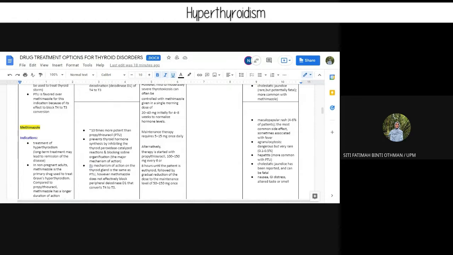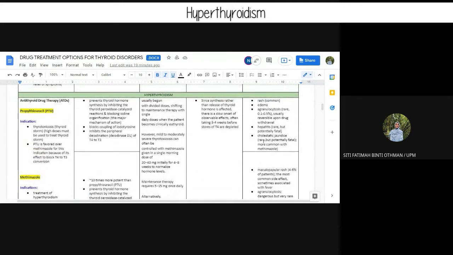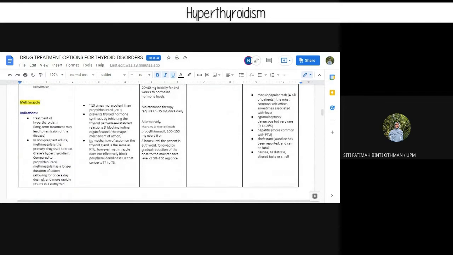Next, agranulocytosis, which is dangerous but very rare. Next is hepatitis, which is more common with PTU. Cholestatic jaundice has been reported and can be fatal. It's almost the same as the adverse effects for PTU. For methimazole, it also can cause nausea, GI distress, ulcer, taste or smell changes.